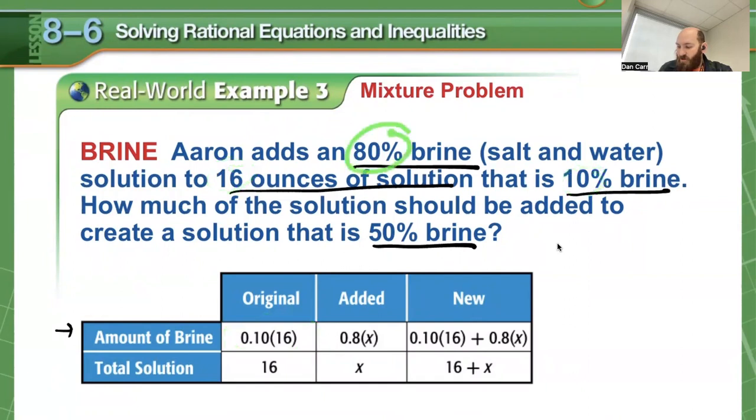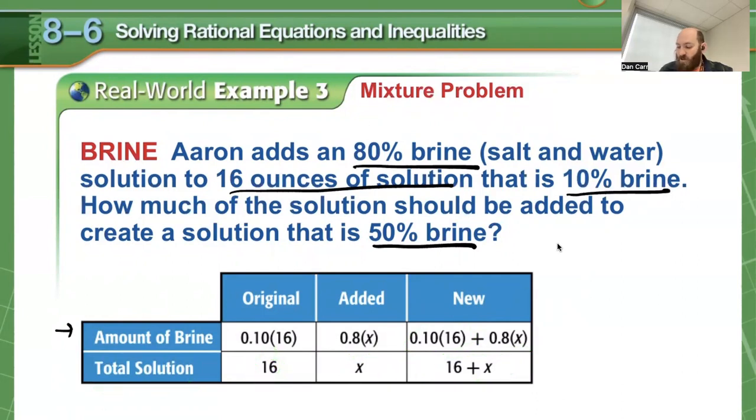We want to add a certain amount of 80%. So as a decimal number, that's 0.8, we multiply that by x. So the amount of brine is going to be 0.10 times 16 plus 0.8 times x, whichever that comes out as. Okay. We also look at the total amount of solution. So we started with 16 ounces. We're adding x amount. And in the end, that's going to be the total amount.